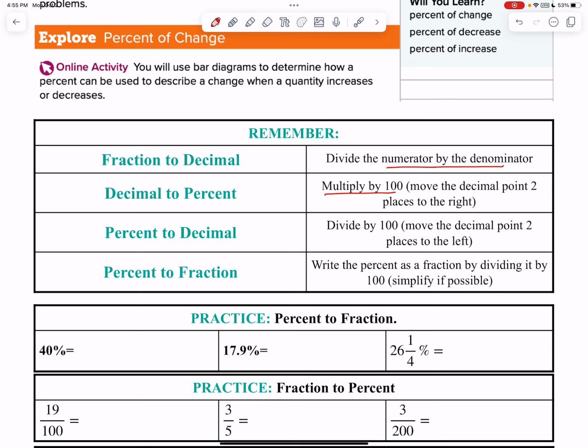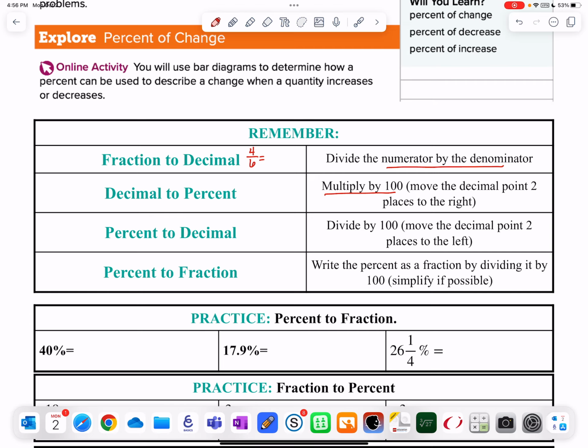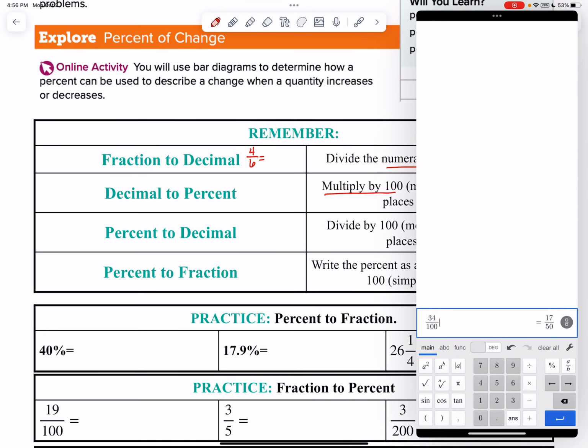So let's list some examples here. Fraction to decimal, let's say I had 4/5 as a fraction. That's a bad example. Let's do 4/6 as a fraction. All I would do is on my calculator, it says divide the numerator by the denominator. And so I have 4/6, and it's 0.6 repeating. So 0.6 repeating, and there we are as a decimal.